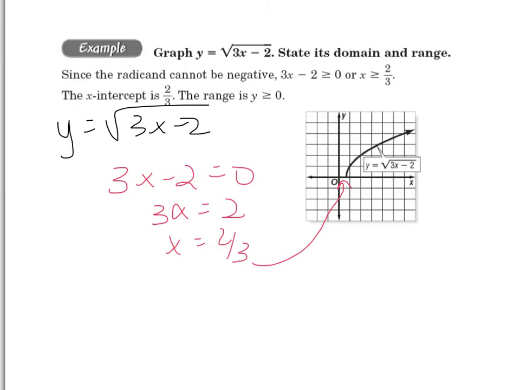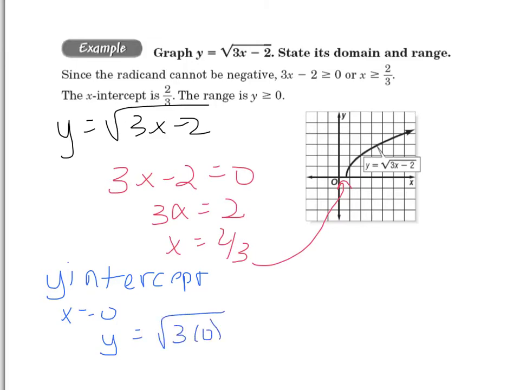If we want to find an x-intercept, if we want to find the y-intercept, we're going to plug in x equals 0, so we end up with y equals the square root of 3 times 0 minus 2, which gives us the square root of -2. That's imaginary, so there is no y-intercept. So you can see up here, it's not going to cross the y-axis.